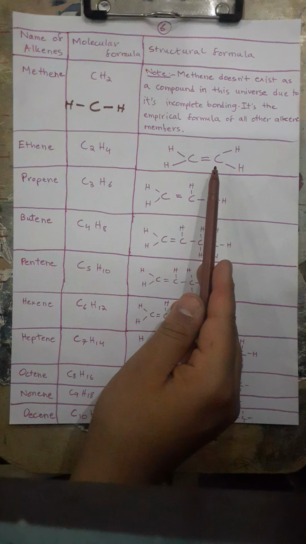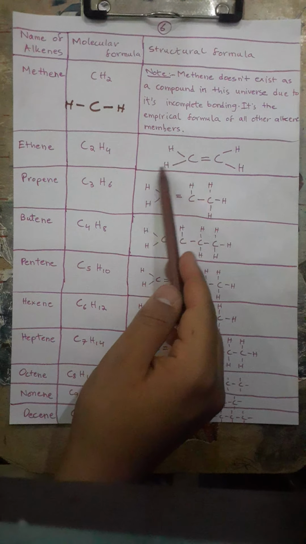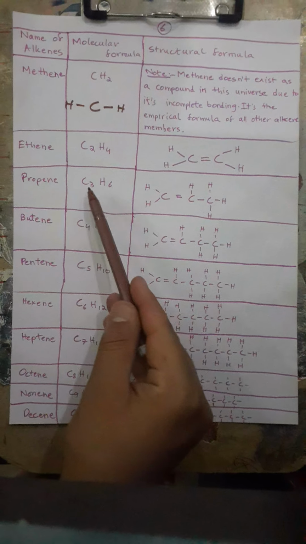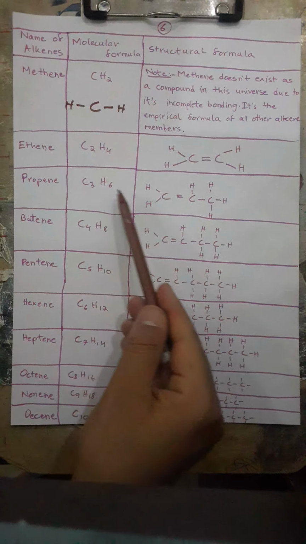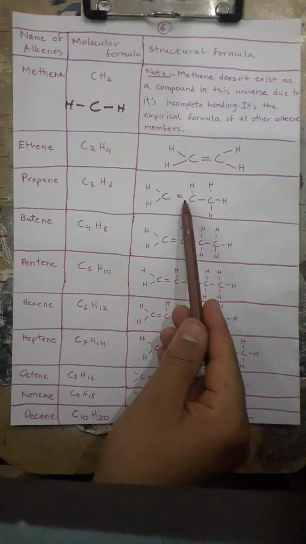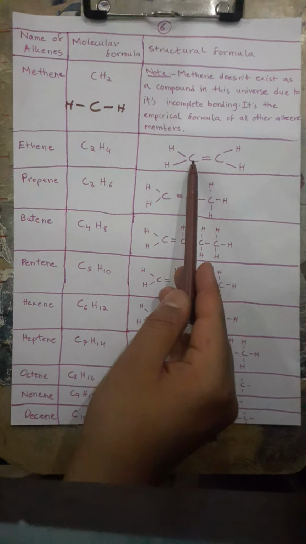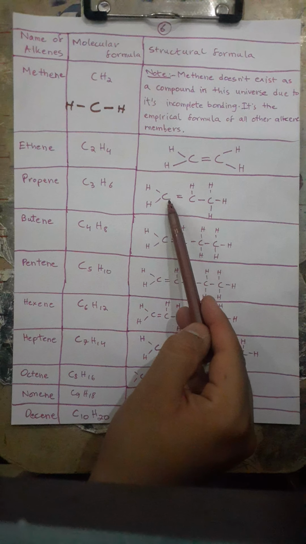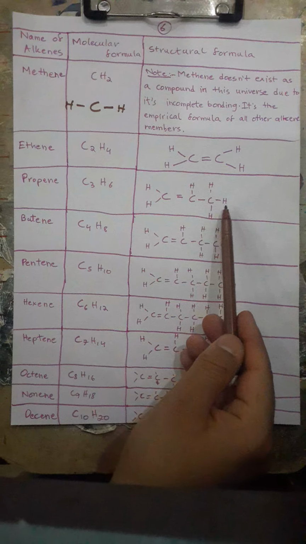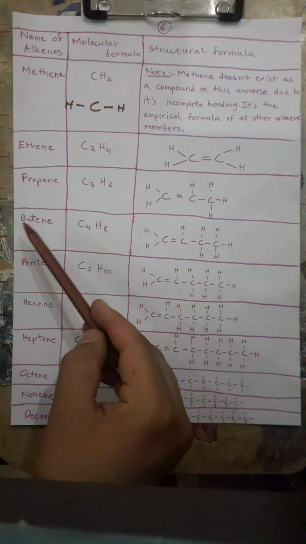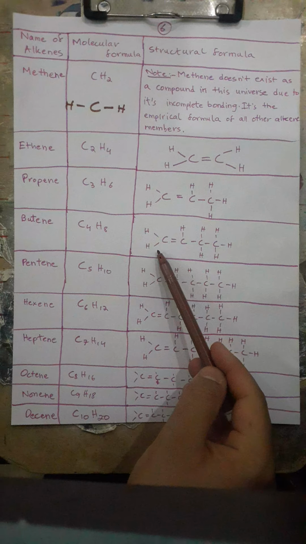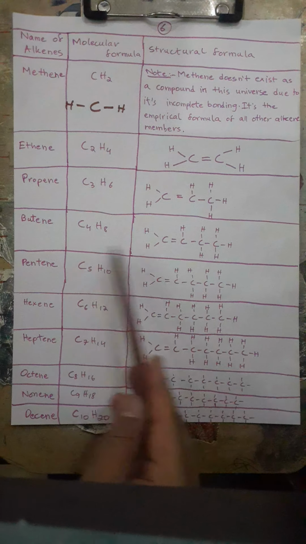There is a double bond between the carbon atoms, and so here H, here H, here H, here H, so C2H4. Now propene C3H6, so here is the double bond on the first carbon, C double bond C, and then this structure. Then butene C4H8, double bond on the first carbon.